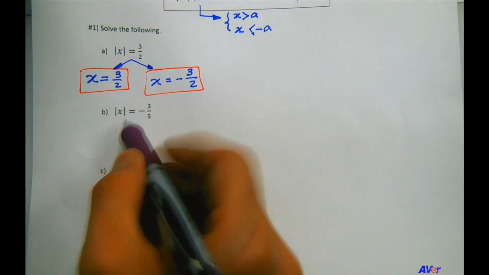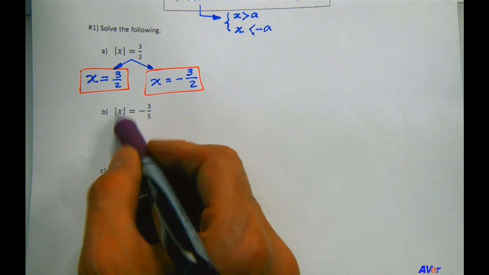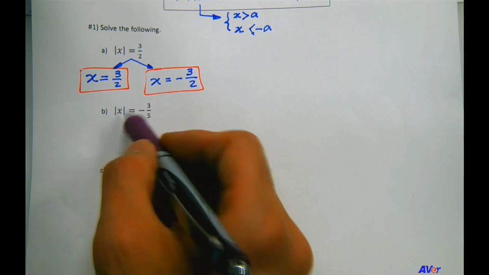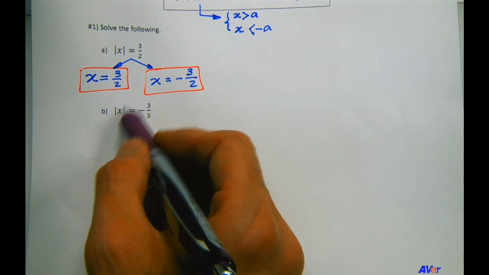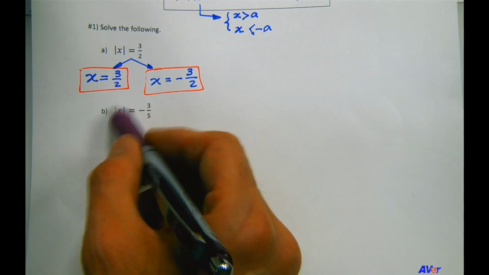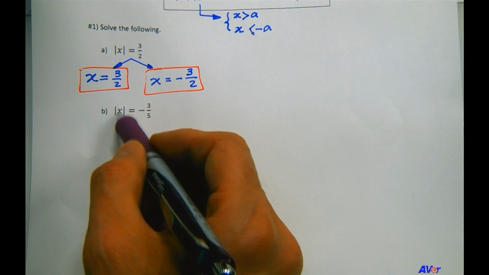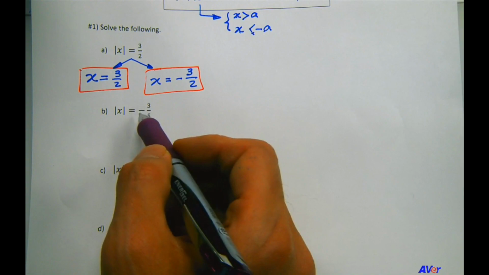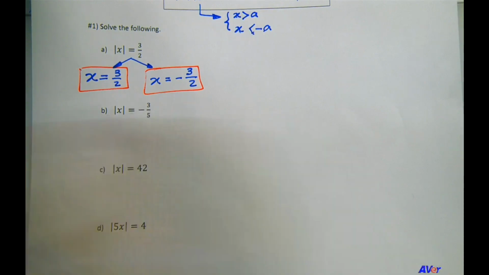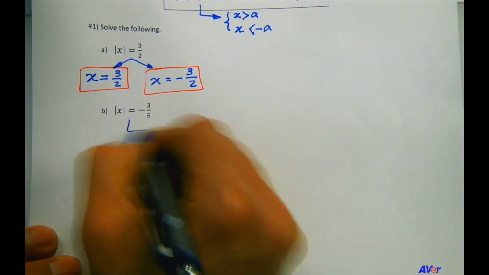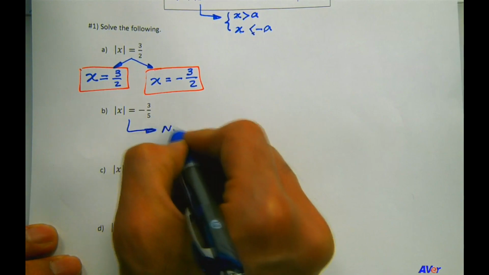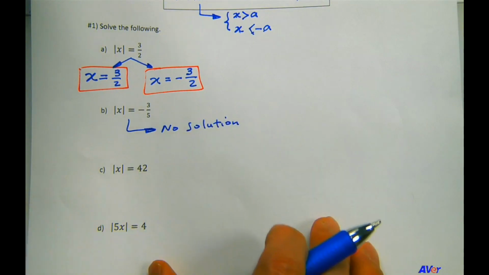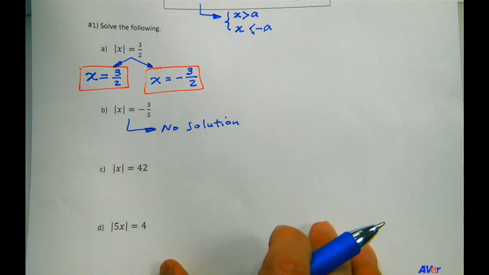There's no way we can have an absolute value of something be equal to minus 3/5, because the absolute value makes the sum of the terms on the inside, the sum of them, a positive number. So how can we have that equal to this? So this one has no solution. Okay? That's that.